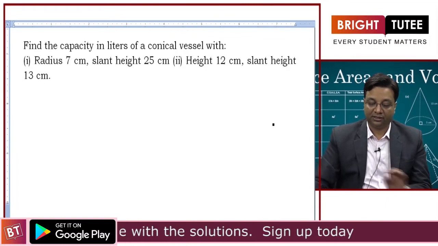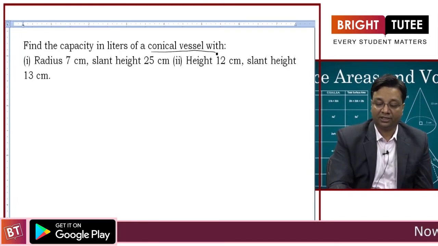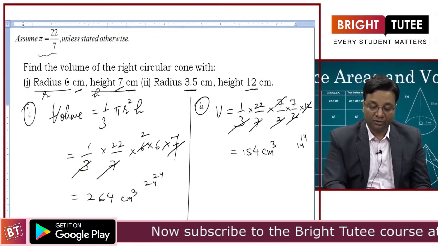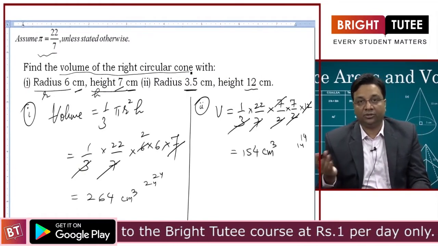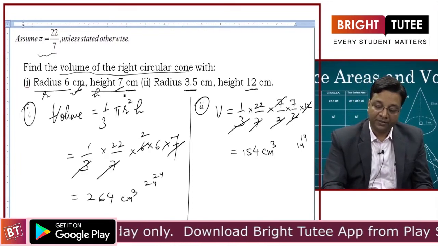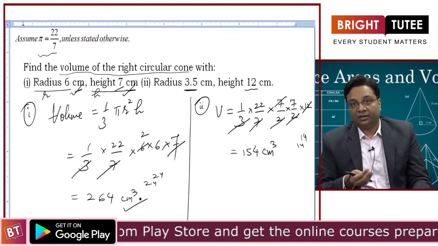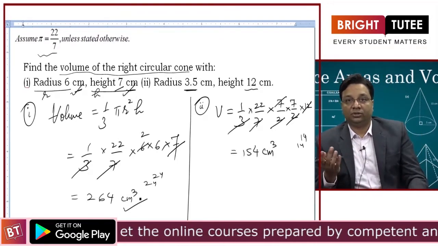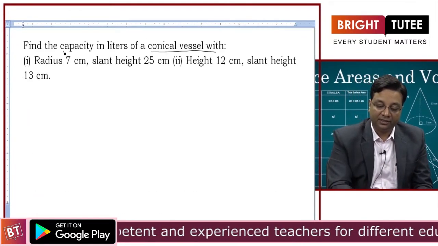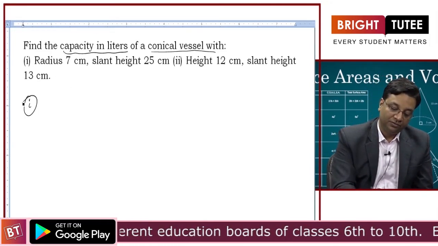Let us look at the second one here. Find the capacity in liters of a conical vessel with these units, right? In the first question, it was not mentioned that the answer has to be in liters or centimeter cube, meter cube, etc. So, we took the units that were mentioned in the question and wrote our answer in those dimensions only. In this question, we will write our answer in liters.